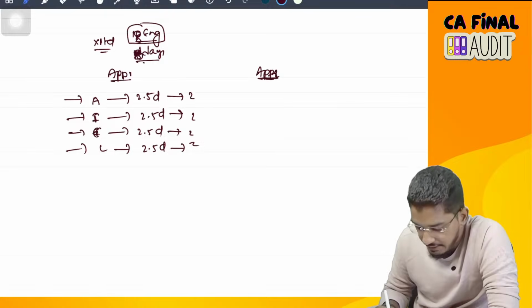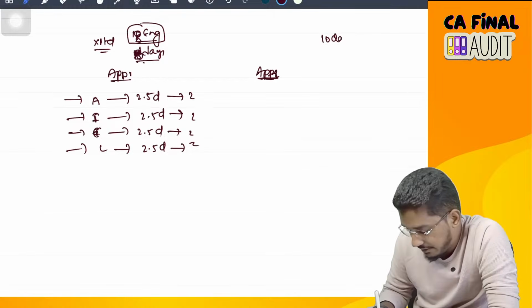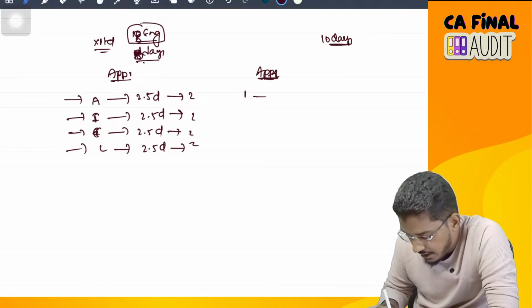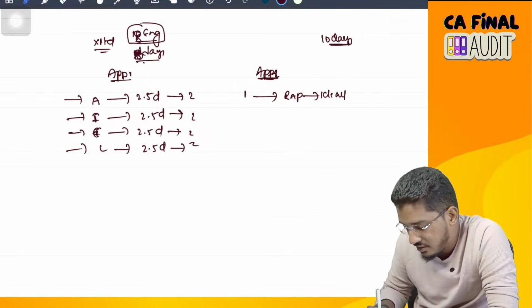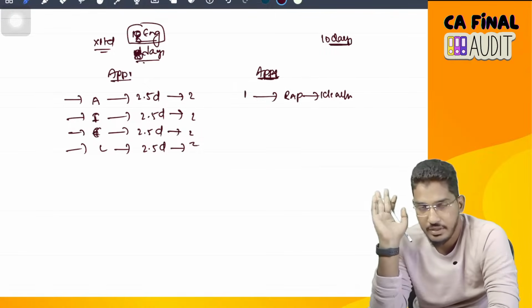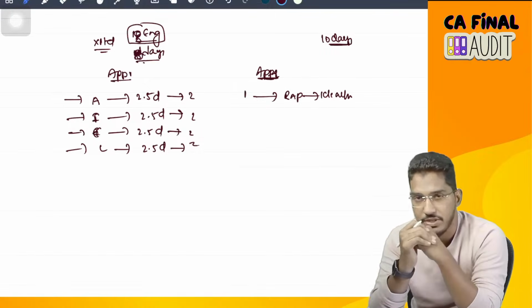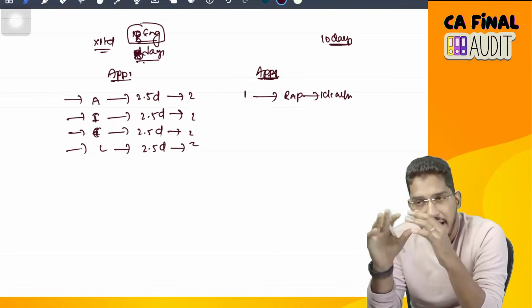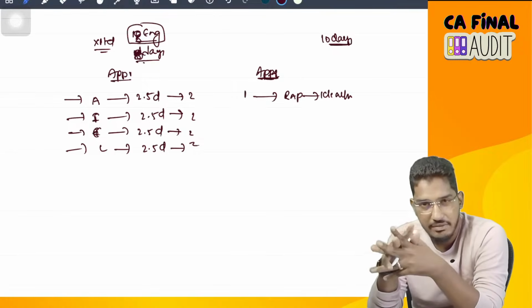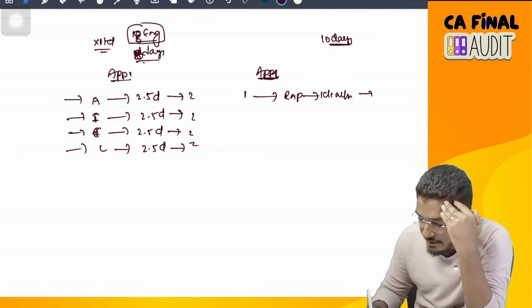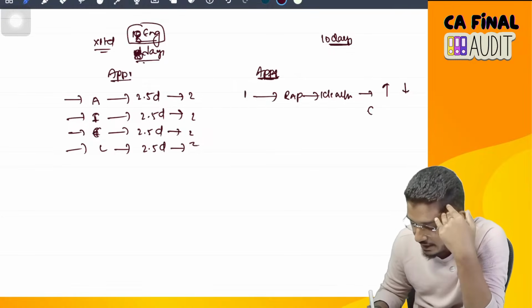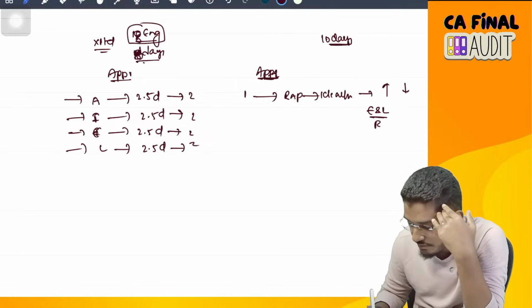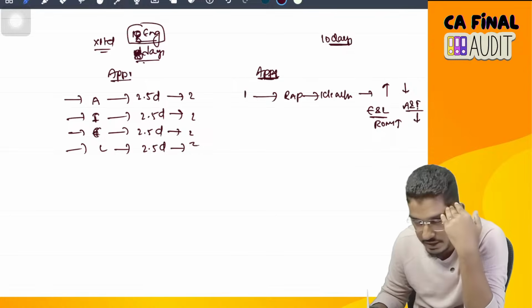Then I have approach number 2. Since I have 10 days of time, first I spent 1 day on risk assessment procedures, and I identified the areas where there is a risk of material misstatement. By performing them, I identified in which areas risk is high and in which it is low. I came to know that in expenses and liabilities, the risk of material misstatement is very high, whereas in assets and incomes, it is low.